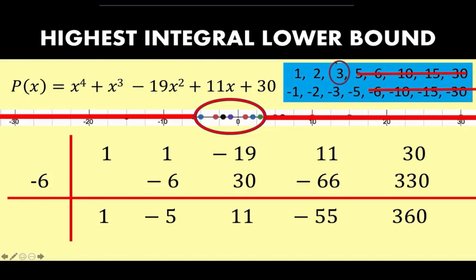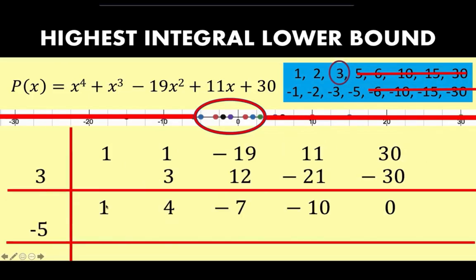And previously, we already identified positive 3 as one of the positive roots. And then let's try some of these remaining possible rational roots. Let's go back to the depressed polynomial when we found that 3 is a root. In the depressed polynomial, represented by this 1, 4, negative 7, and negative 10, this negative 10 is the constant, this is the linear term, the quadratic term, and this is the cubic term. So the highest exponent now here is 3.